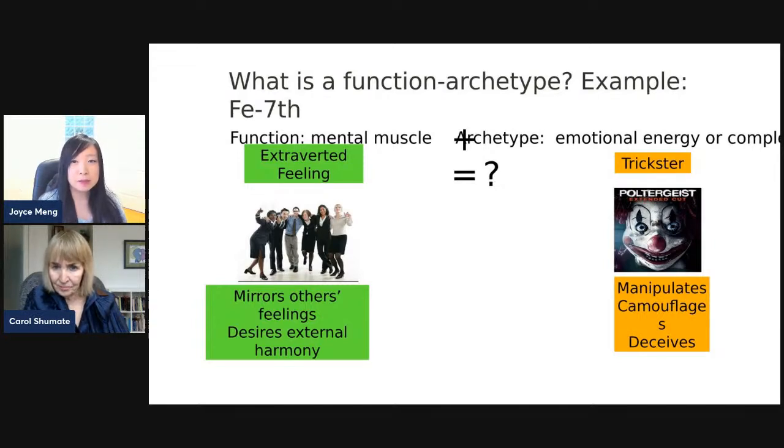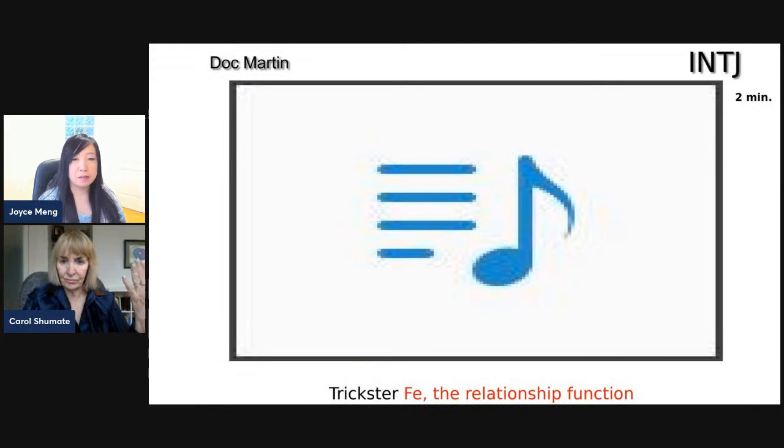Now, over here on the left you have extroverted feeling. I chose that one because we all kind of know what extroverted feeling is, sort of the relationship function. Let's say what happens when extroverted feeling falls in the 7th position, or trickster. Well, the trickster energy, Beebe tells us, manipulates, camouflages, and deceives. So you have these two very different kinds of energies coming together. And what does that make?